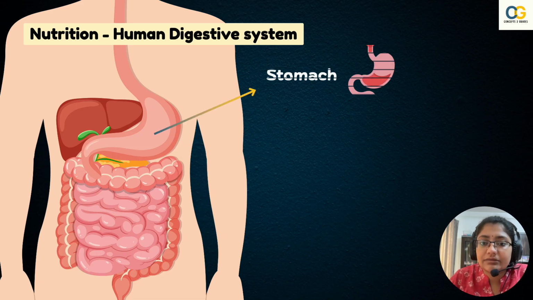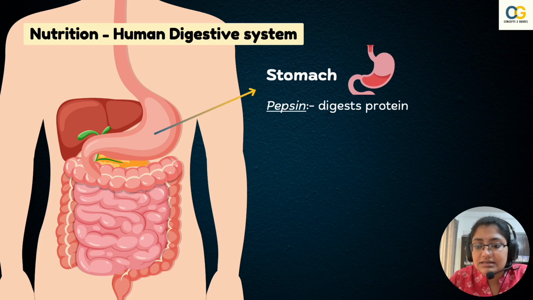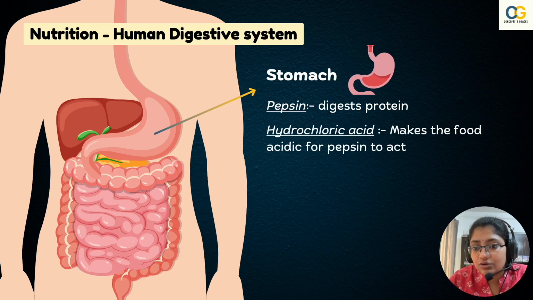Then comes the stomach, where most digestion occurs. In the stomach, there are some enzymes and some acids released which help us digest. First is pepsin, which digests protein. Then we have hydrochloric acid, which makes the food acidic for pepsin to act. So for pepsin to act, hydrochloric acid has to be released. That is why in our stomach there is acidity, because the acid is released whenever you're hungry, so that pepsin is ready to act as soon as food comes in. And if you don't eat food by then, the acid is already in the stomach, which is causing more acidity.